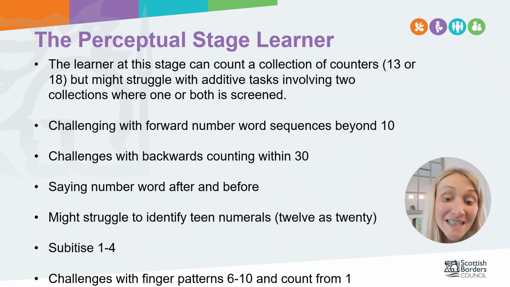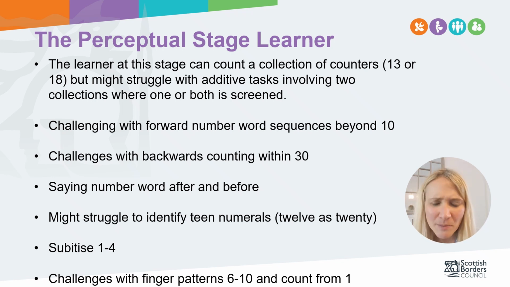So it's important to consider what you might observe and notice in a learner who's working at the perceptual stage. A learner at this stage might be able to count a collection of counters, whether that be 13 or 18 counters, but they might struggle with additive tasks where you have two groups of different coloured counters and you're asking them how many altogether, or where one or both of the collections are screened, which means they're hidden, and we'll be coming on to explore those tasks later in our practical training.